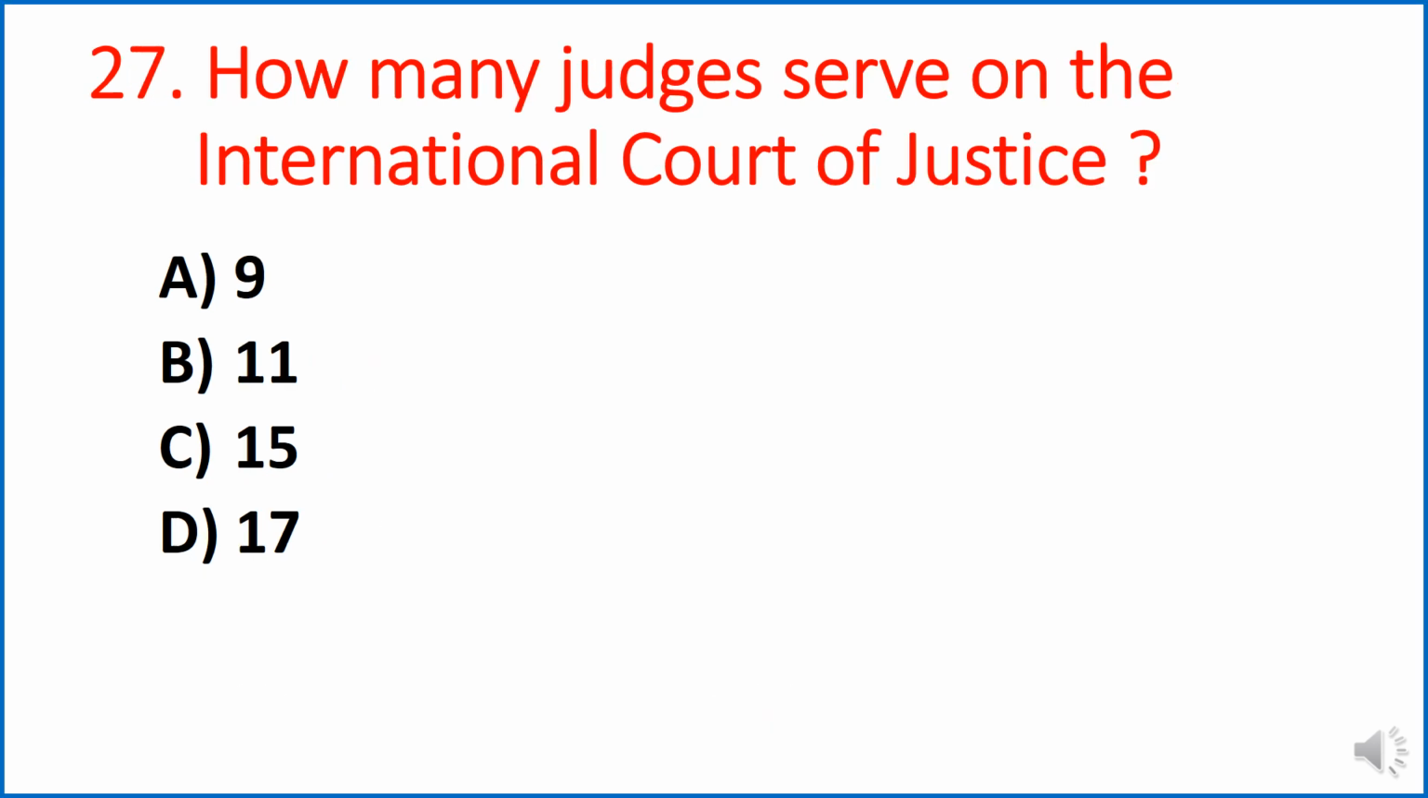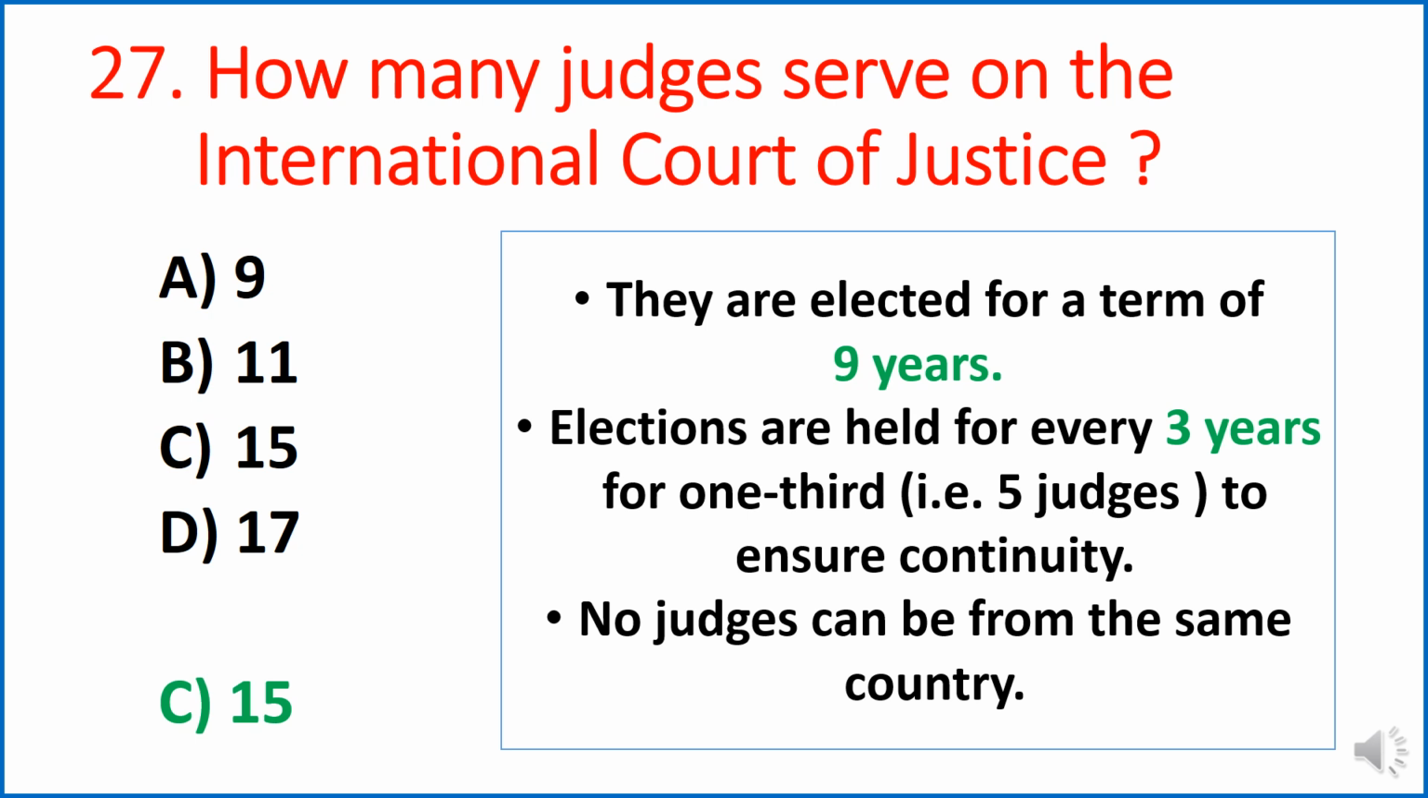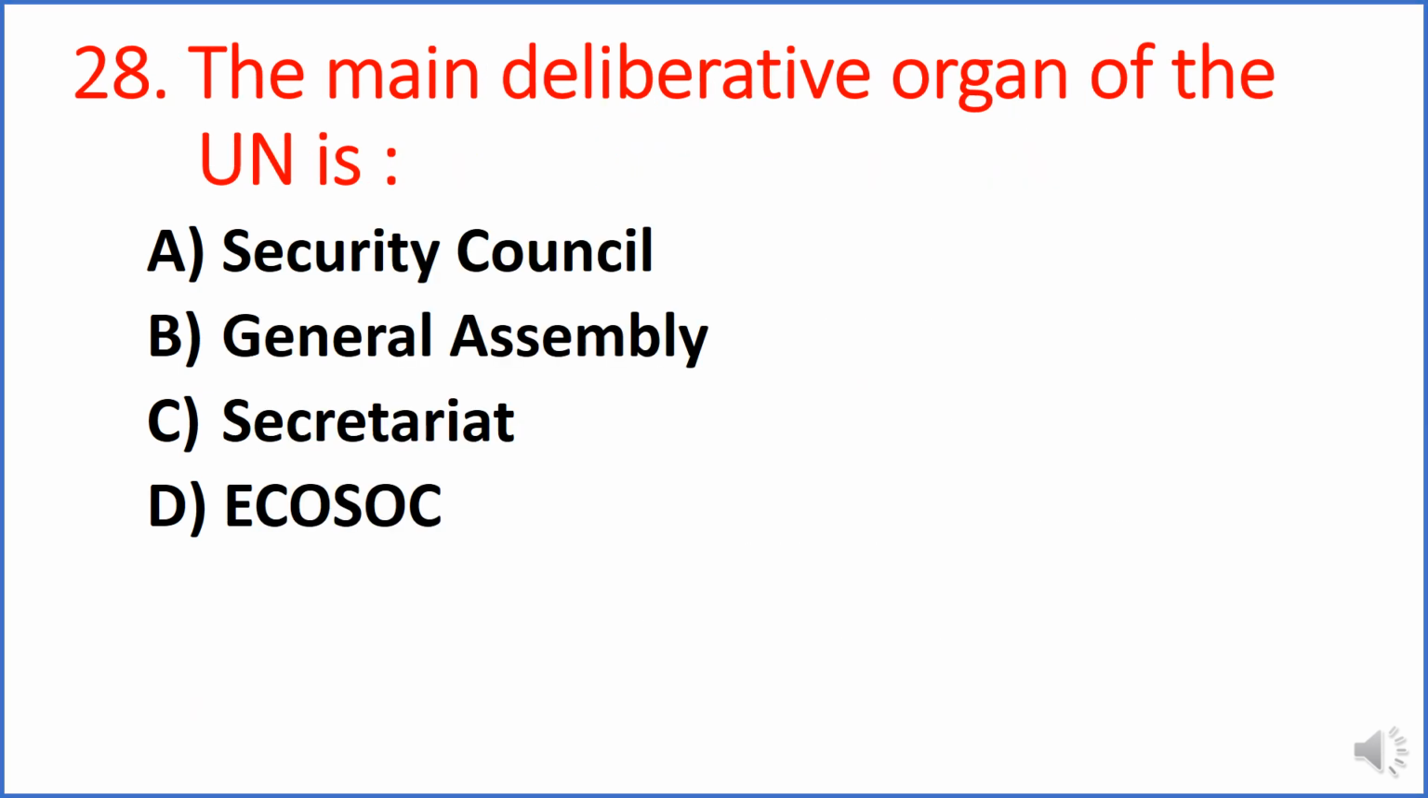How many judges serve on the International Court of Justice? The correct answer is 15. They are elected for a term of 9 years. Elections are held every 3 years for one third, that is 5 judges, to ensure continuity. No judges can be from the same country. The main deliberative organ of the UN is, the correct answer is General Assembly.